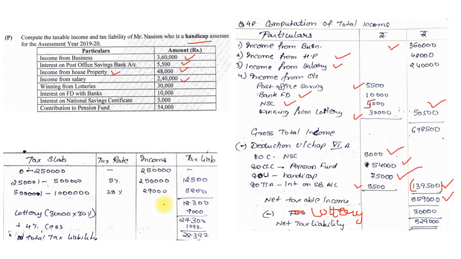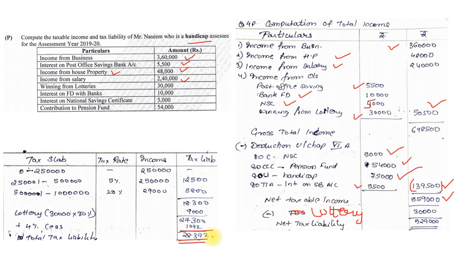Lottery, which we removed separately, on that now we'll have to take flat 30%. Anything based on winning or game shows are all 30% tax. So 30,000 at 30% is 9,000. We add up, we get our total gross tax liability value as 27,300. On that, we add a 4% cess, which is 1,092. When you add up, we get a final total tax liability of 28,392.